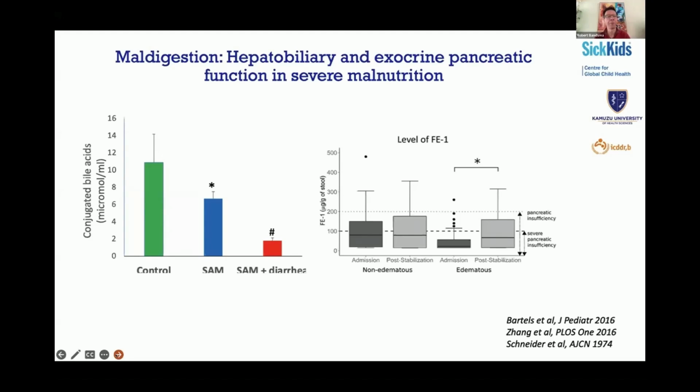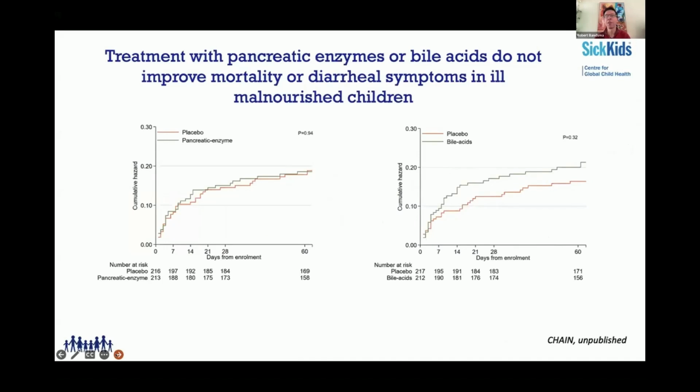With that in mind, and also realizing that these children have a higher amount of bacteria also in their upper gut, they have what we often call small bowel bacterial overgrowth. We know that pancreatic enzymes and bile acids have antibacterial properties. We thought, okay, let's give these children pancreatic enzymes and bile acids and see if it can reduce their mortality and also their diarrheal symptoms, perhaps even affect their growth as well. But unfortunately, again, another negative trial, we didn't see any impact. And if anything, we saw potentially a negative impact of the bile acids.